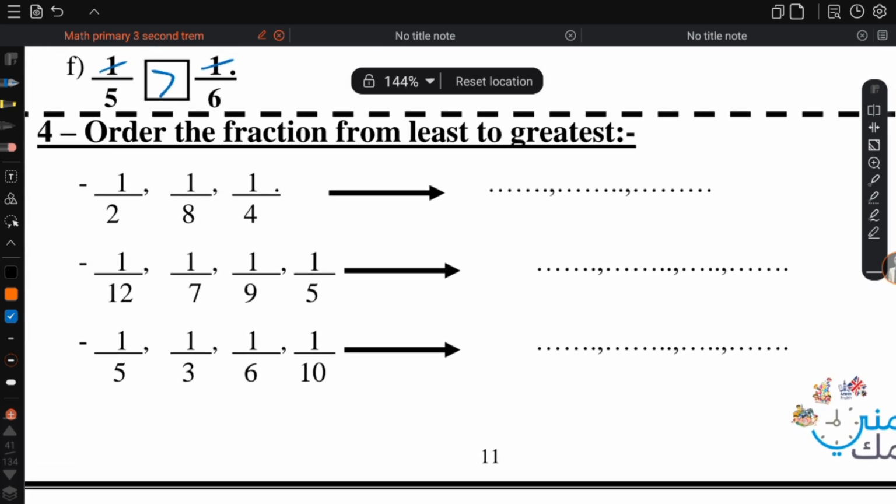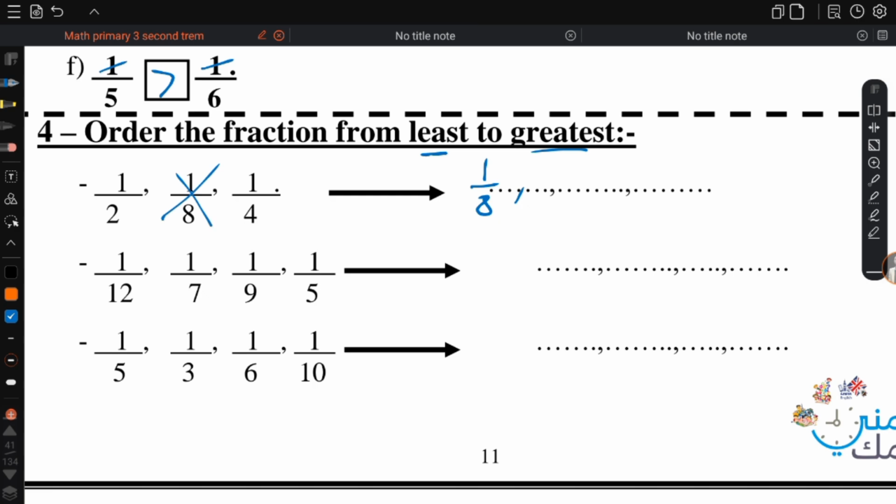Again, order the fractions from the least to the greatest. I need the least fraction, okay? And the least fraction is what? The one who has a bigger denominator. Which one? Yes, exactly, 1 over 8. So I will start by writing 1 over 8. And cancel it from here. So I have 1 over 4 left and 1 over 2.